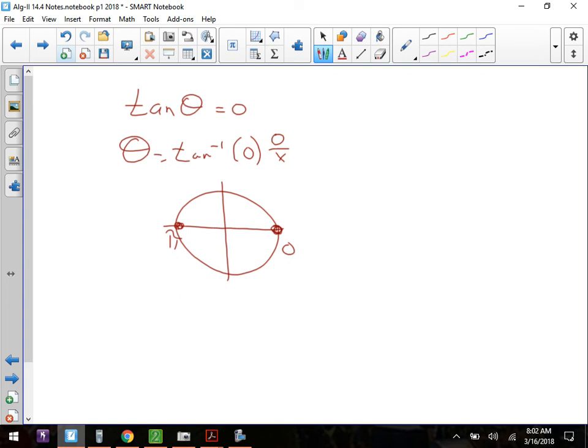So to get from 0 to pi, all we have to do is say my answer is 0 plus pi n. No matter how many times I multiply pi by some number, I'm going to wind up either at 0 or at pi. And that covers both answers. It's a way of writing it as generally as possible.